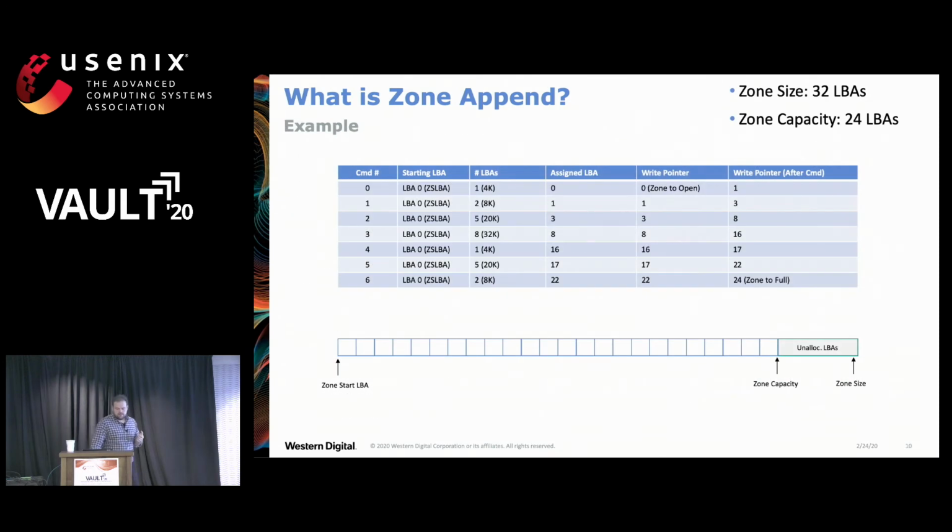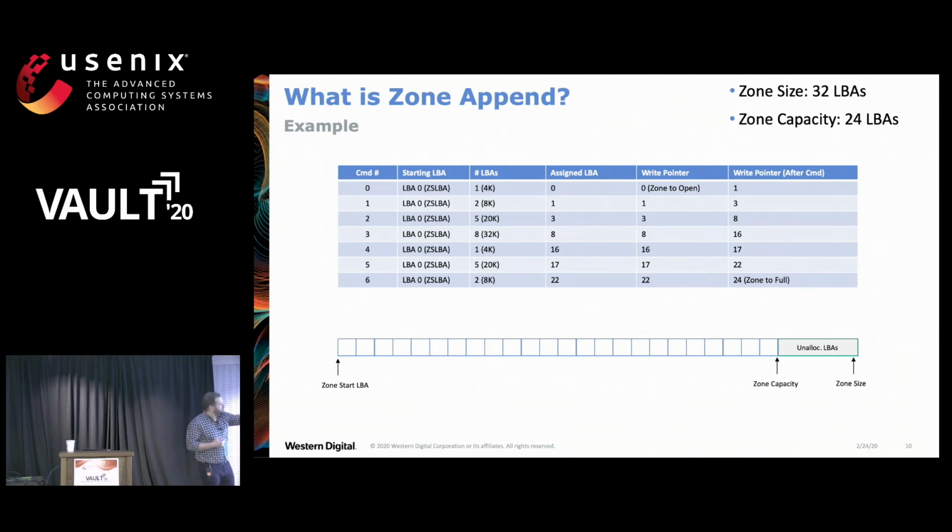Cool. So to really go down into how it works, here's an example: a zone size of 32 LBAs, a zone capacity of 24 LBAs, and 7 commands. Whenever you issue a Zone Append command, you write to a zone using the starting LBA of the zone as the identifier. Then you give it the data and how many LBAs you intend to write. The first command writes 1 LBA, then 2 LBAs, 5 LBAs, 8 LBAs, and so on. The fourth column is the LBA assigned by the controller.